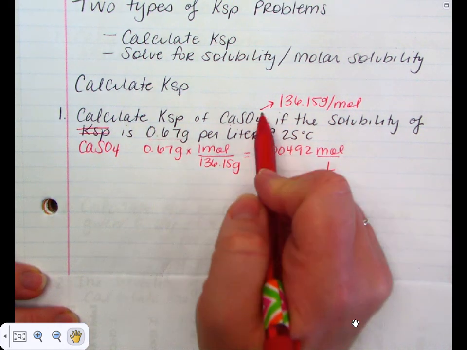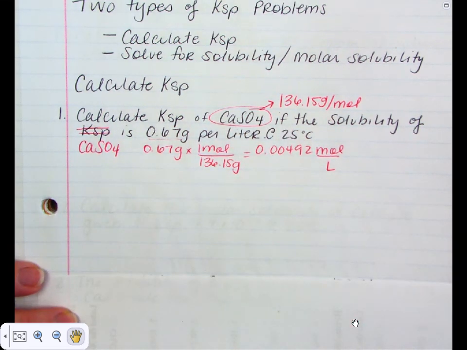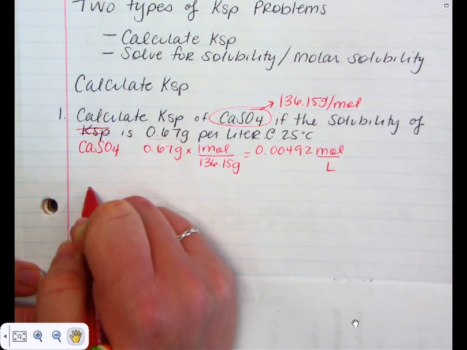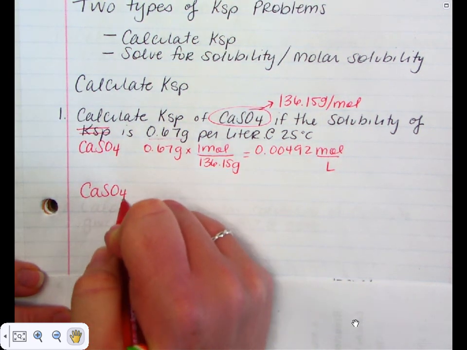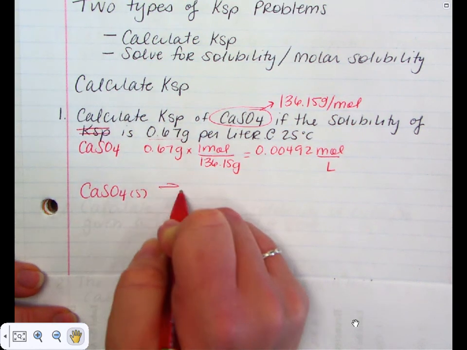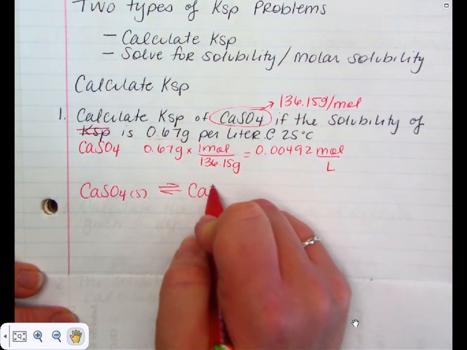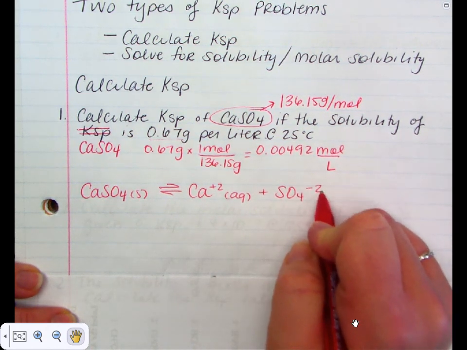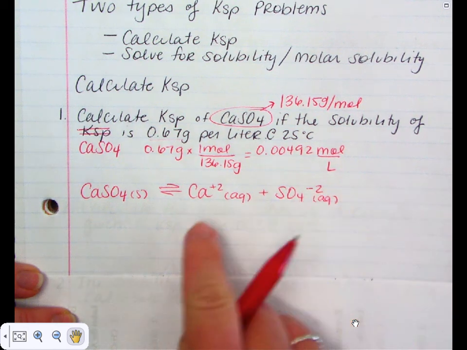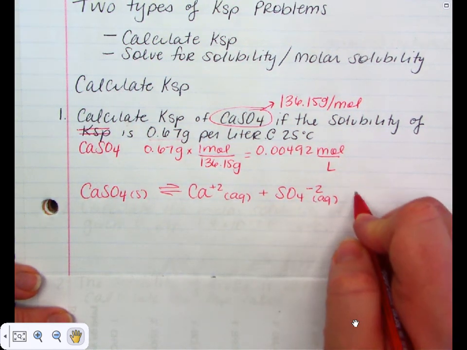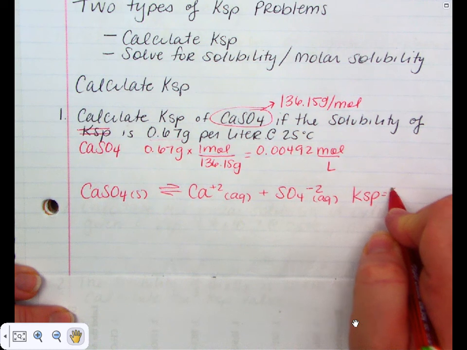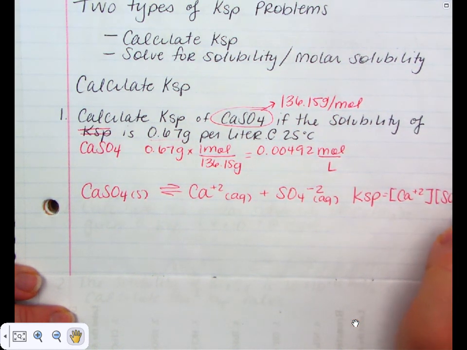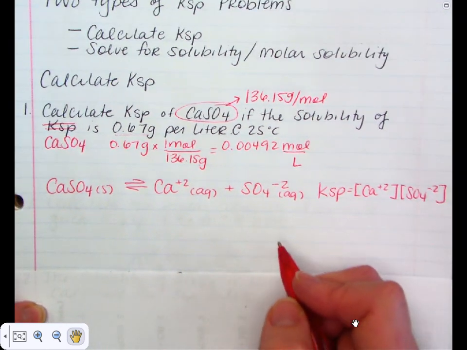All right, so now, what else do I need? Well, I'm going to find the Ksp of this solid, so I need to write a dissolution equation and then a Ksp expression. So CaSO4 solid is going to give me Ca2+, the ion, plus SO4 2-, the ion. And this is nice because I only have one of each, so it's going to make my Ksp really easy. Ksp equals the concentration of Ca2+ and SO4 2-. Oops, let's get that over so you can see it.